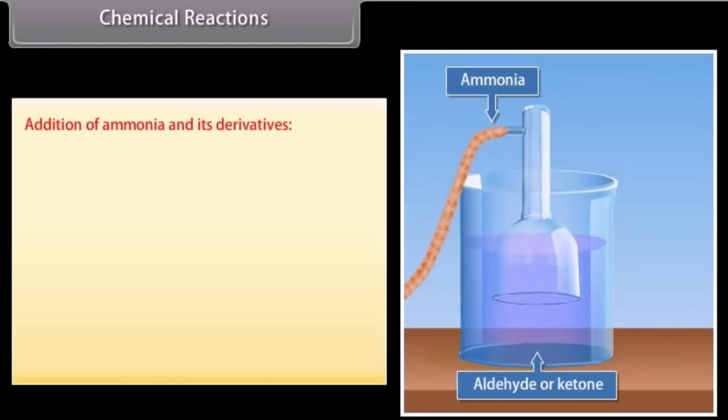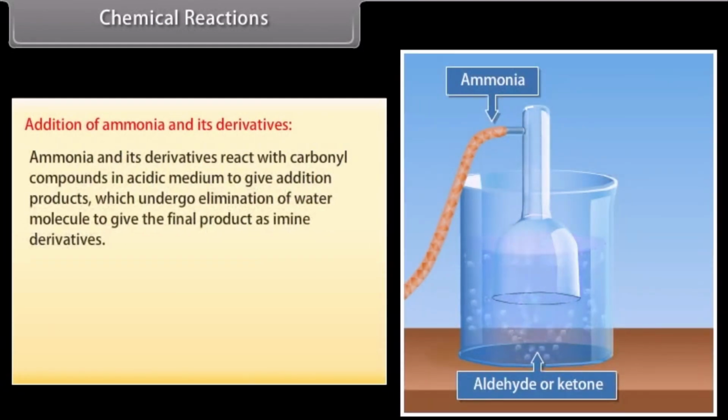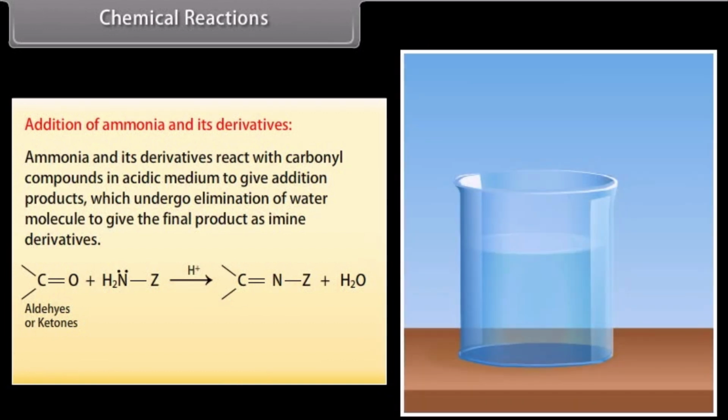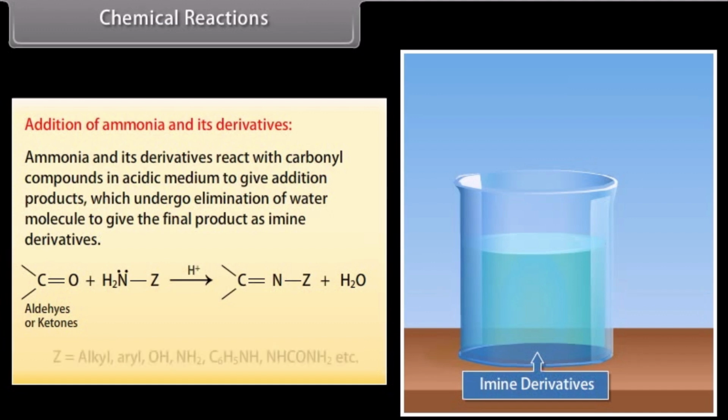Chemical reactions. Addition of ammonia and its derivatives. Ammonia and its derivatives react with carbonyl compounds in acidic medium to give addition products, which undergo elimination of water molecule to give the final product as imine derivatives. Z can be alkyl, aryl, OH, NH2, C6H5NH, NHCONH2, etc.